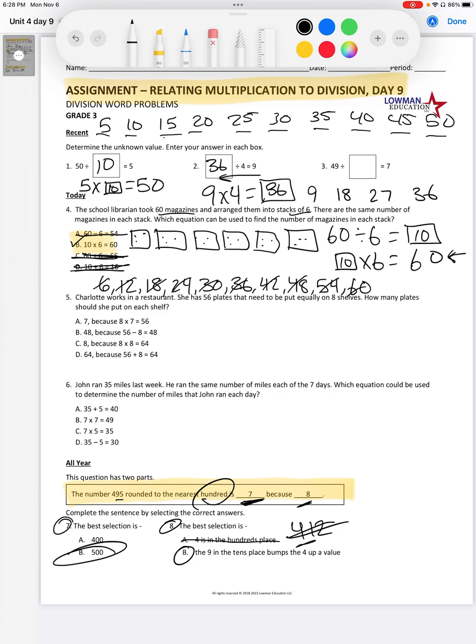So this would read, the number 495 rounded to the nearest 100 is 500 because the 9 in the tens place bumps the 4 up a value. Okay, that is going to be it for this lesson. I think I'm going to stop there.